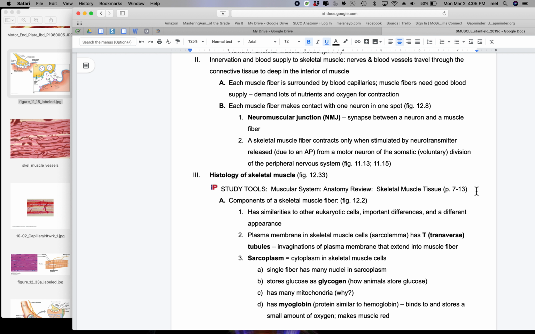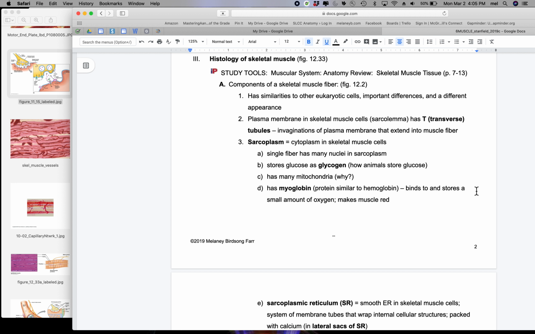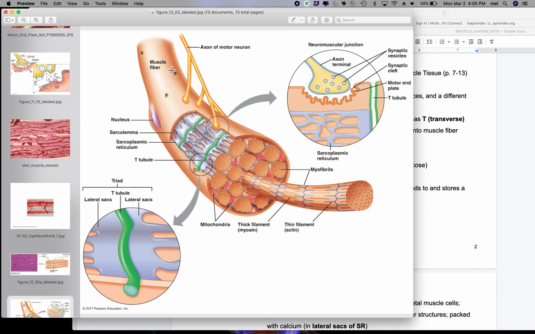endocrine stuff. Okay, so let's go into the histology of skeletal muscle, stuff that you guys have learned before, but you need to really be able to use the terms comfortably on Wednesday and then on the following Monday. So first off, this is a skeletal muscle fiber. It's the same as saying that this is a skeletal muscle cell.